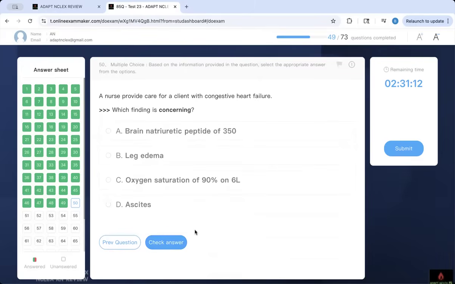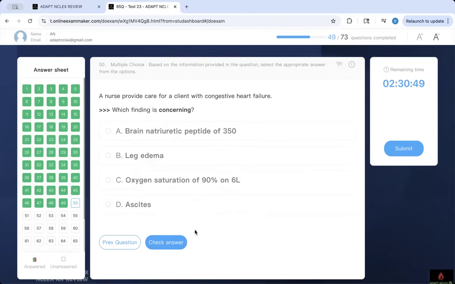And let's provide care for a client with CHF. Which finding is concerning? Congestive heart failure. Look for complication, not expected finding. This is a big moment. BNP of 350, leg edema, saturation 90% on 6 liters, ascites, pay attention. Keywords: which condition is concerning, not an expected finding.